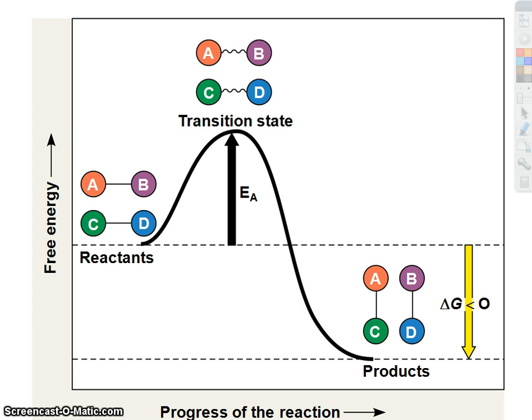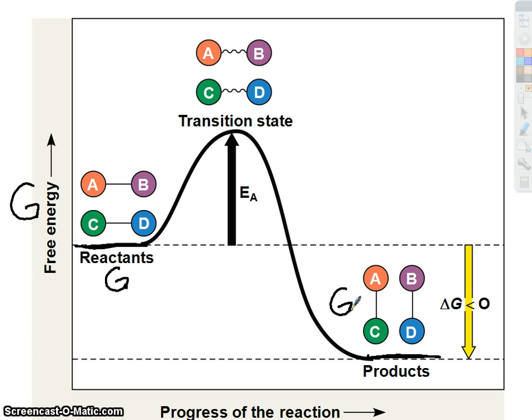And here's a diagram of what I'm talking about. There are reactants here, and the reactants have a certain amount of energy. What letter do we use for free energy? G. Good, we use the letter G. So G, remember, is always a positive number. This represents the G, the amount of energy contained in the reactants. This represents G, the amount of energy contained in the products.